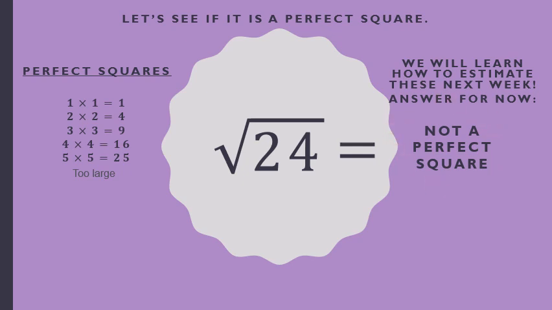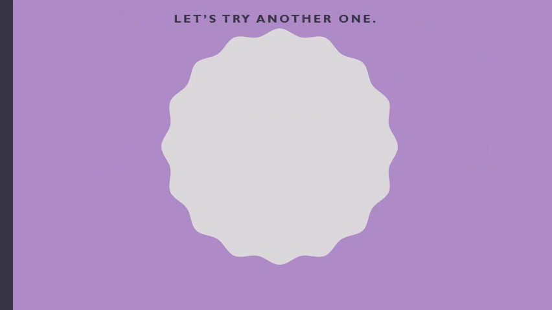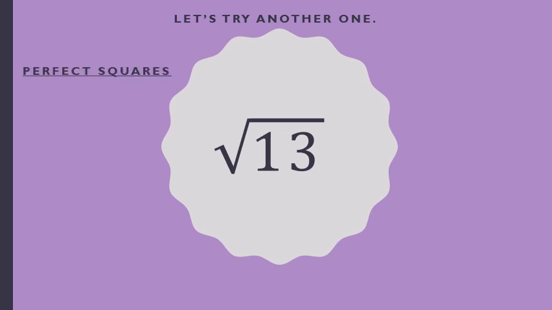Let's try another. The square root of 13. So again, we're going to test to see if there's a number times itself that equals 13. Let's check our perfect squares. I'm going to keep multiplying a number times itself until I get either the answer I'm looking for or I've gone too big. 1 times 1, too small, equals 1.